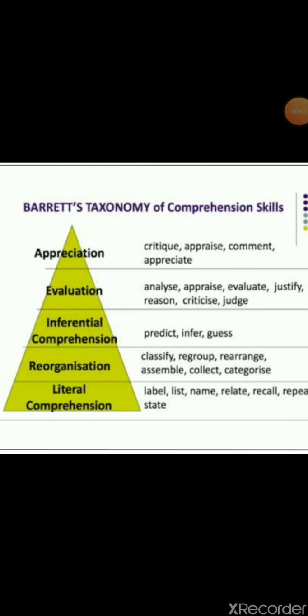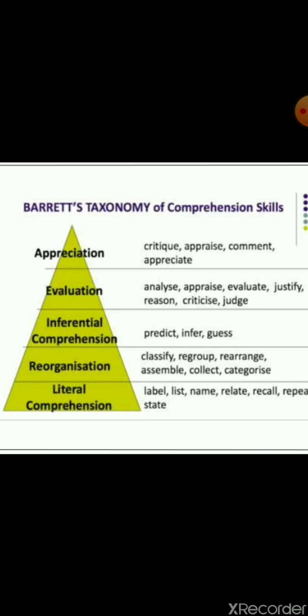Barrett's taxonomy of comprehension skills is very important when you are dealing with MCQ-based or competitive-standard English papers. You need to go through the Barrett taxonomy once in a while, then you will realize the difference between the comprehension passage you do in your NCERT-based papers and what you do in competitive English examinations. So look at the pyramid. There are 5 titles: appreciation, evaluation, inferential comprehension, recognition, literal comprehension.